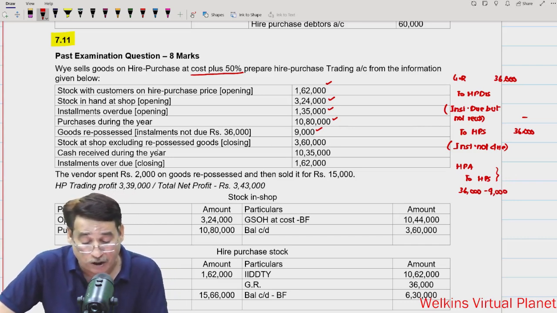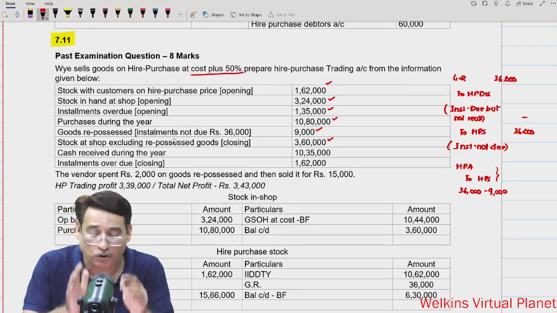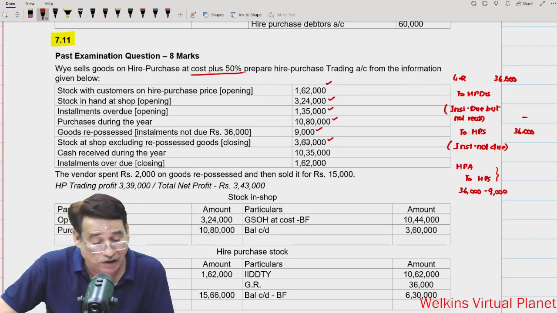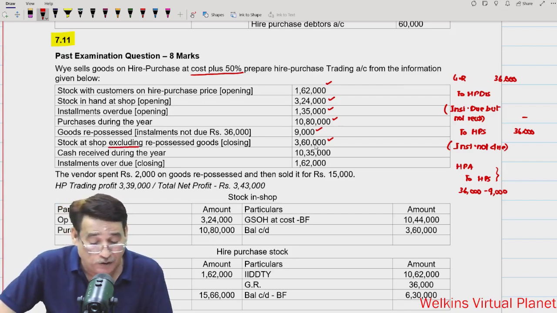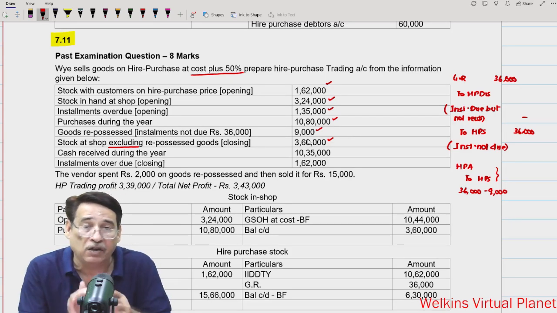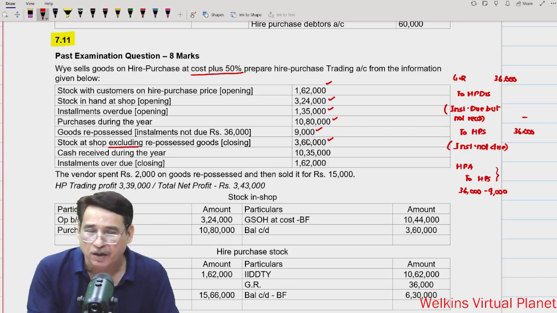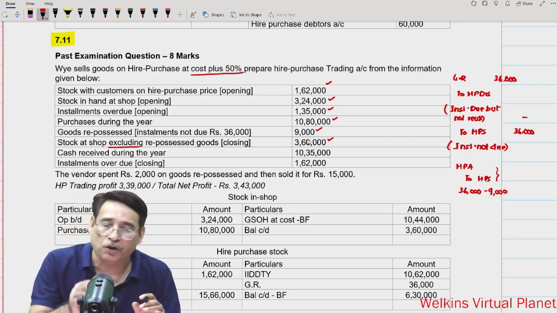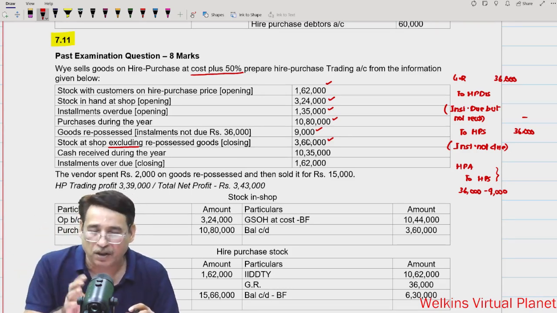Stock in shop account excluding the repossessed goods is 3,60,000. Excluding the repossessed goods, so it is not a big problem. You need not do anything. When you prepare a stock in shop account, you will simply write 3,60,000, because it is given that whatever closing balance is there, that is excluding the repossessed goods. Suppose it would have been given including the repossessed goods, then while writing the stock in shop account closing balance, I would have subtracted the repossessed goods amount. Is it clear to you?